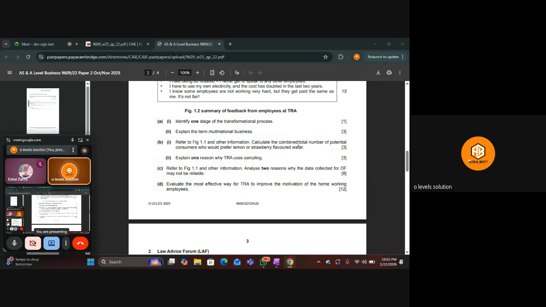Calculate the combined total number of potential consumers who would prefer lemon or strawberry flavored water. Explain one reason why TRA uses sampling. Refer to figure 1.1 and other information. Analyze two reasons why the data collected for DF may not be reliable. D. Evaluate the most effective way for TRA to improve the motivation of the home working employees.